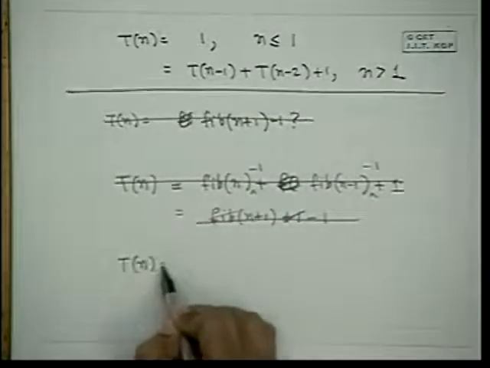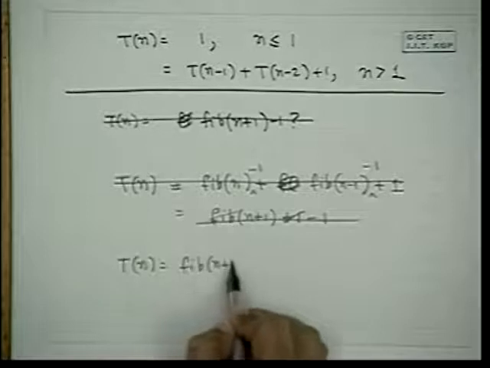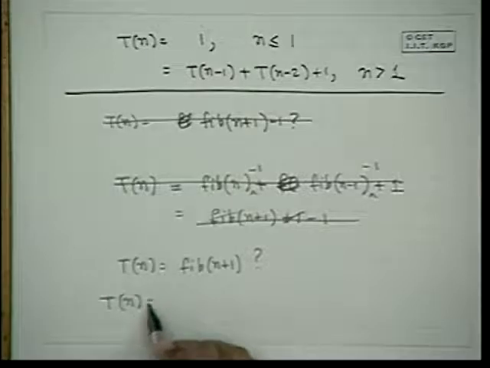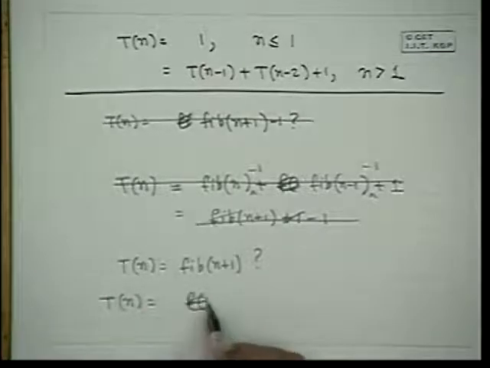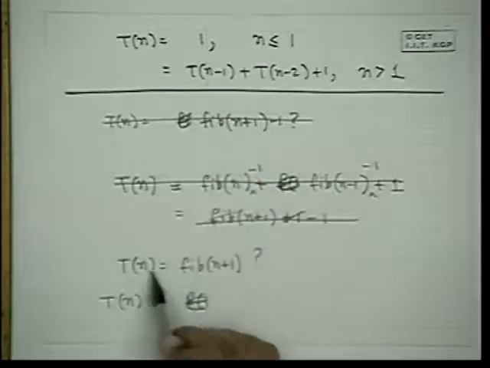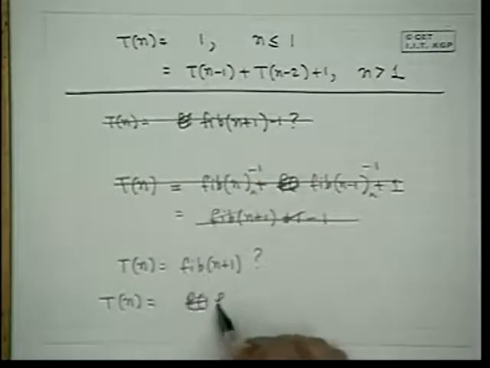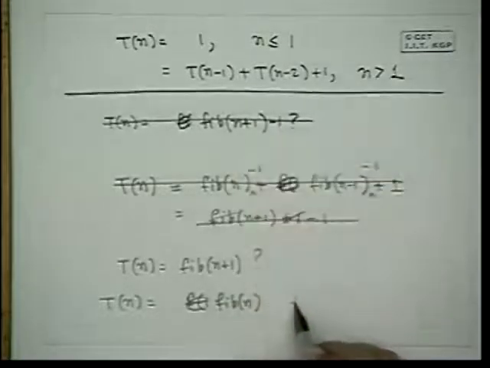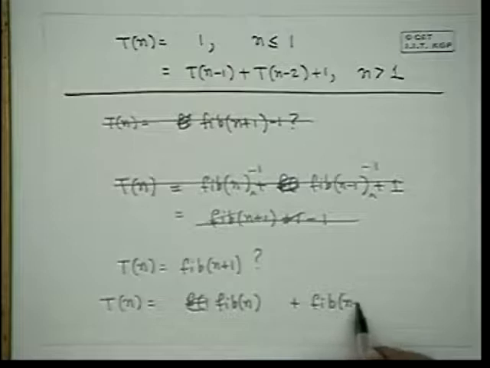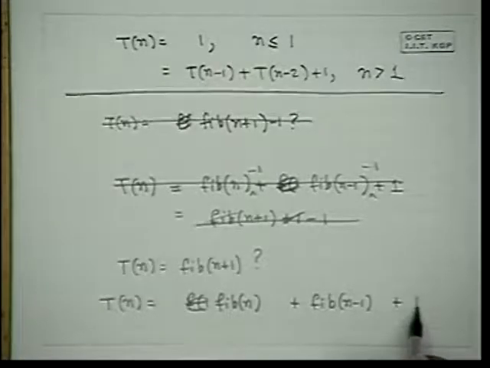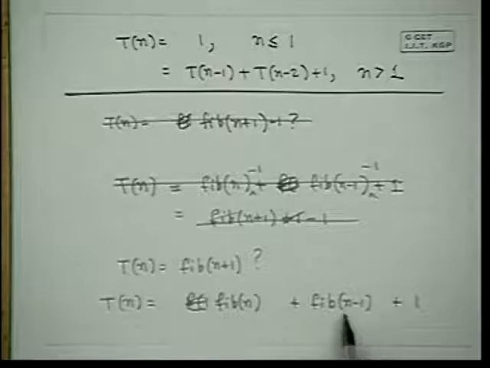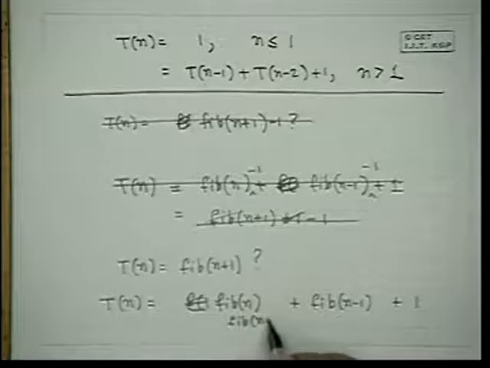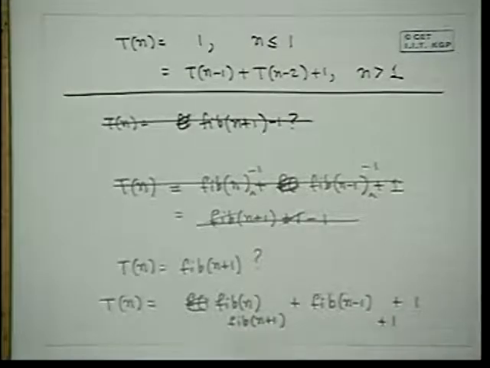Is Tn equal to fib of n plus 1 or not? This is not true. Why? If it were true, by induction, this would have happened. Tn is Tn minus 1. So by induction, this should have been fib of n plus fib of n minus 1 plus 1. Now fib of n plus fib of n minus 1 is fib of n plus 1. So you will get fib of n plus 1 plus 1, which is not true.